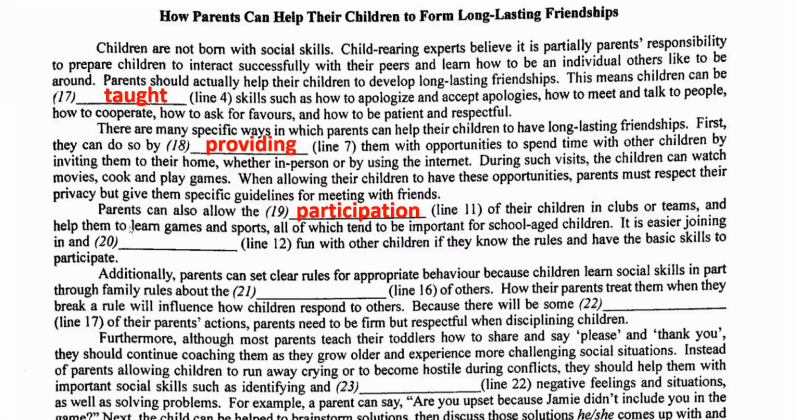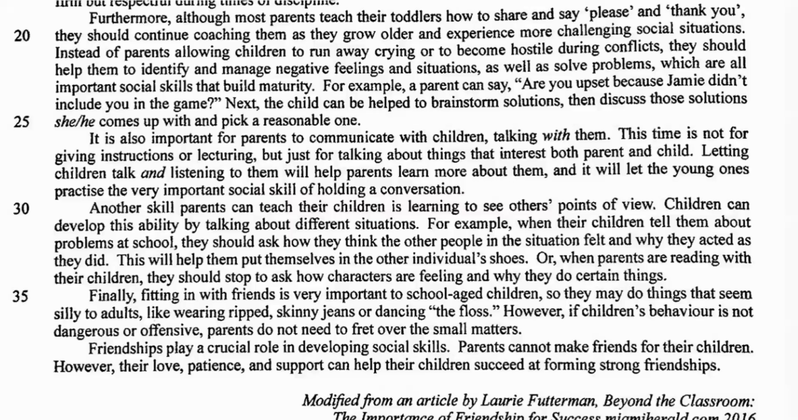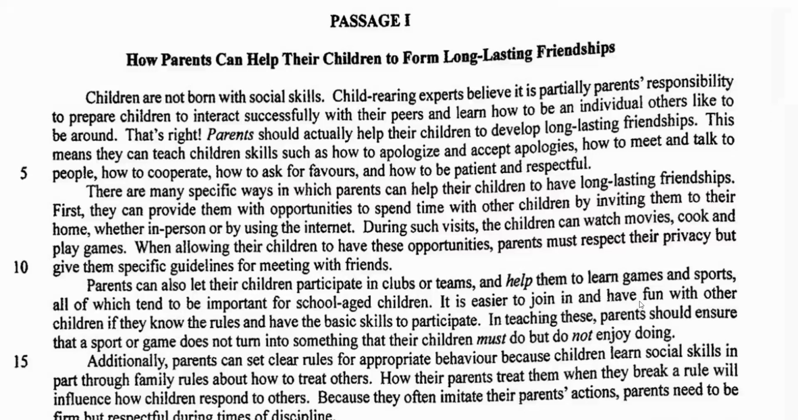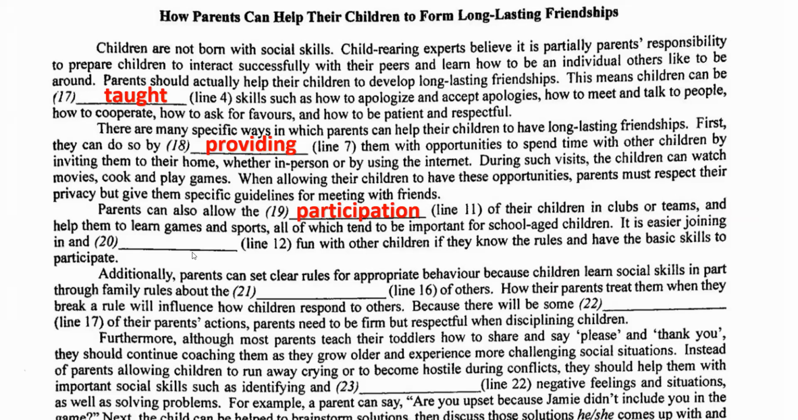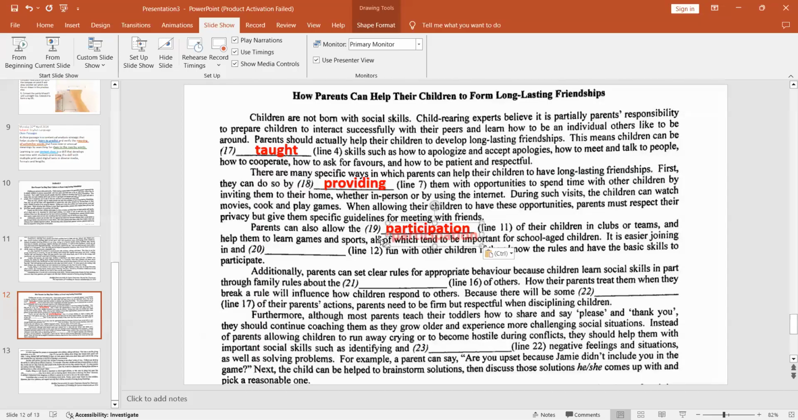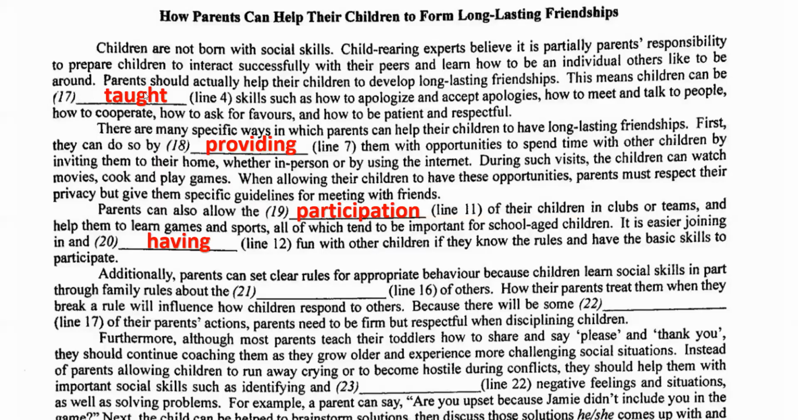It is easier joining in and blank fun with other children if they know the rules. What word goes here? Having. Are you saying having? Let's see. It is easier joining in and having fun. Do you all see that? Do you understand that? Yes, sir. So having. Very good. Number 20, so you're going to write the number and the word: 17 taught, 18 providing, 19 participation, and 20 having.